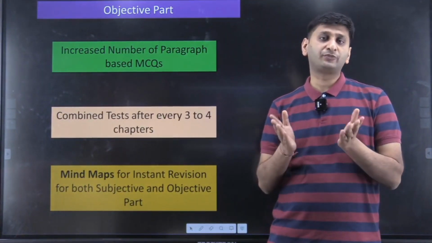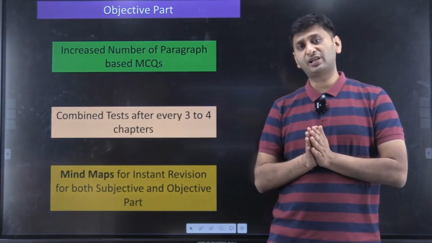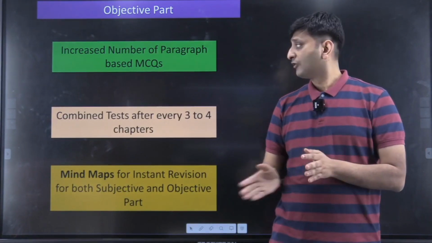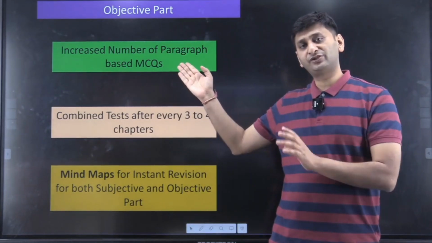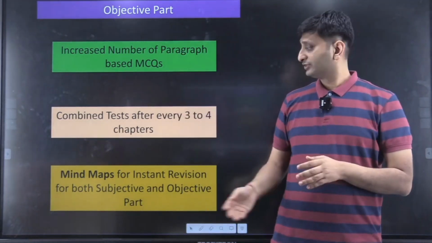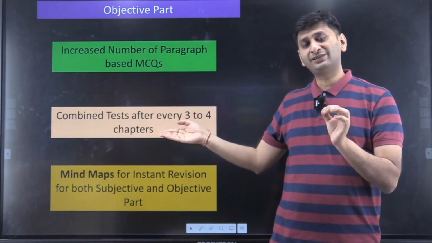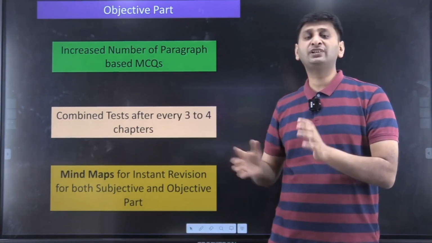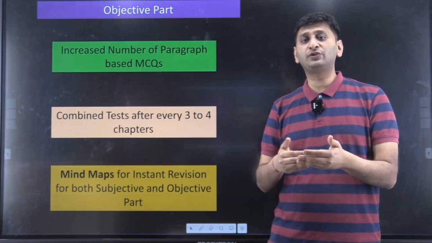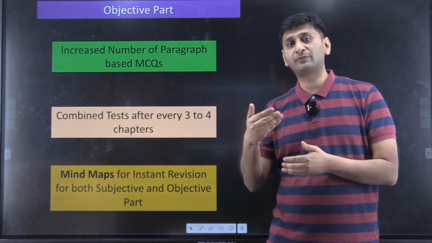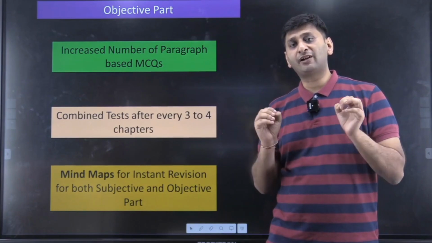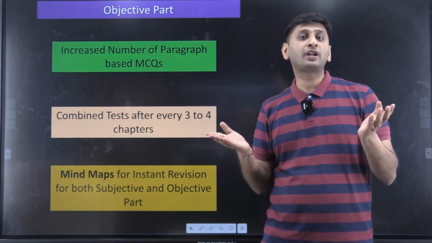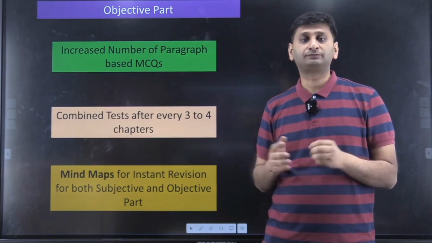Now coming to the objective part, the value additions being made in the objective part are: first, we are increasing the number of paragraph-based MCQs in each and every chapter because that is the trend. Secondly, there would be a combined test on objective questions after every 3 to 4 chapters so as to make you revise and practice on a consistent basis. The idea here is that you should not get the feeling that after reading the 10th chapter, you are not able to remember the first 5 chapters.